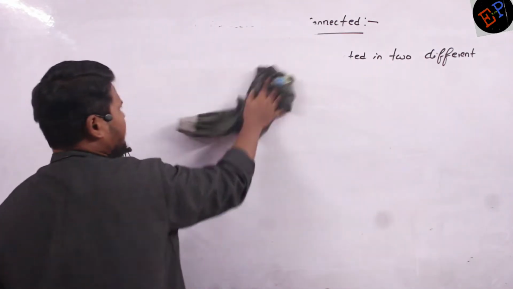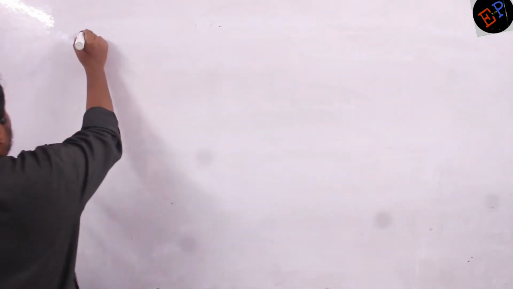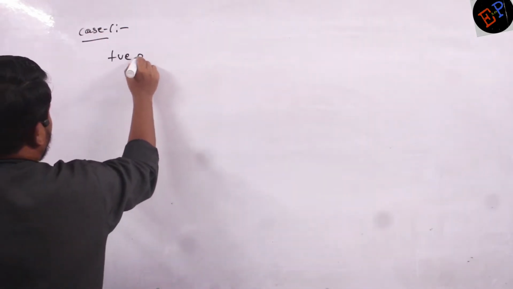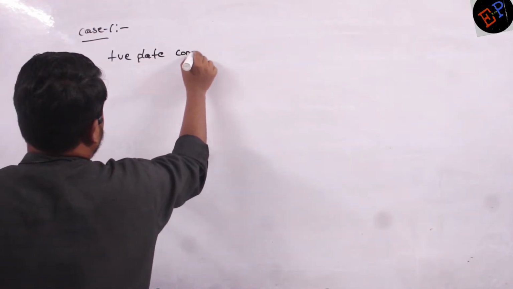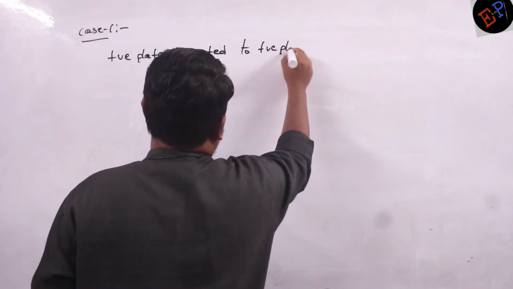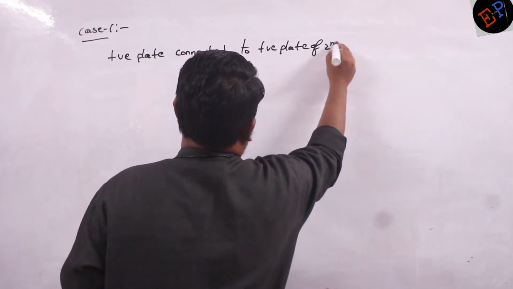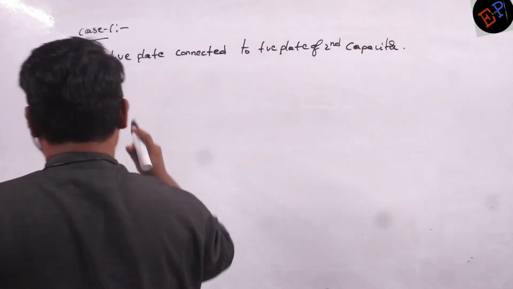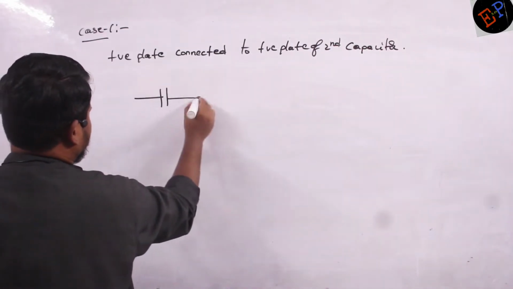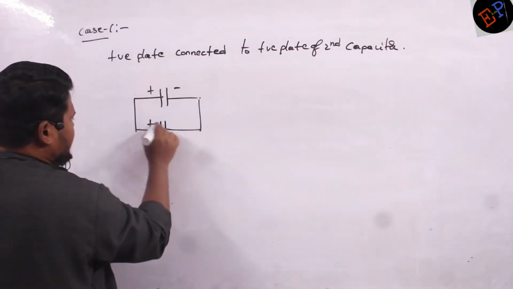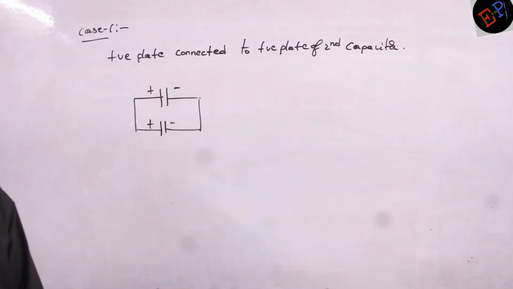This is a very important concept asked many times in previous examinations, so listen very carefully. Case number 1, which is the first case we are discussing: positive plate connected to positive plate of the second capacitor. This is one capacitor with a positive plate and negative plate, and this is another capacitor, again with a positive plate and negative plate.